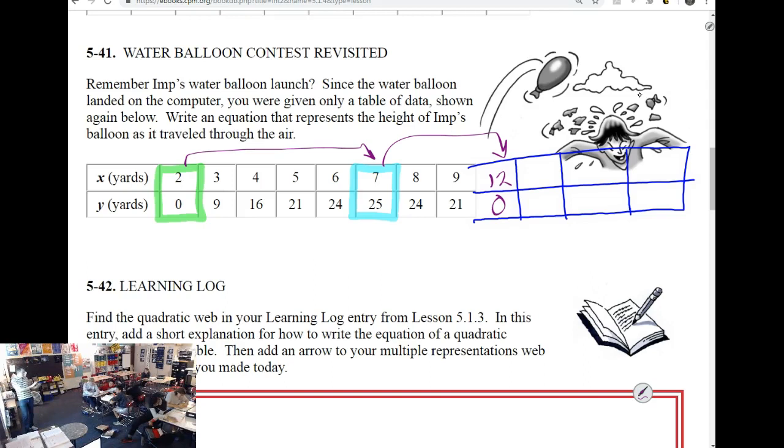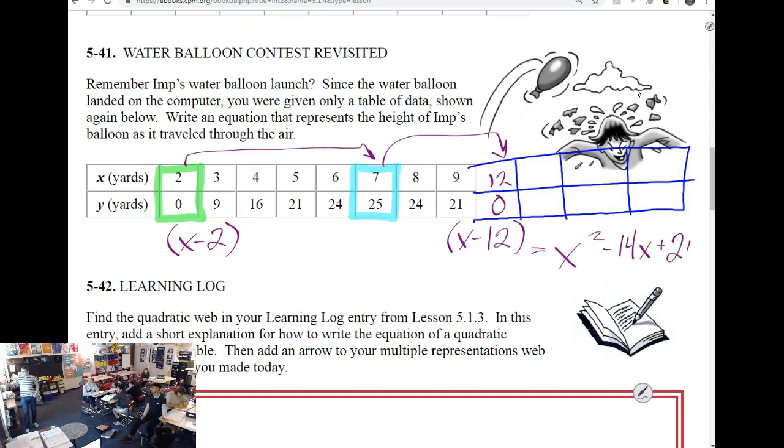So, use your zeros first. My zero, x minus 2, x minus 12. But then it's going to be wrong, because that comes out to be positive x squared minus 14x plus 24. How do we fix it, Thomas? Throw a negative sign on it. It has to be on the outside. Why? Because it's not pointing in the right direction.